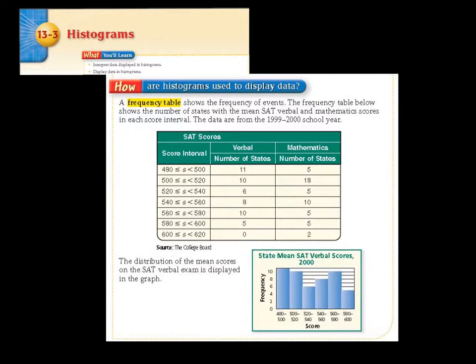The distribution of the mean scores on the SAT verbal exam is displayed in the histogram. So for this interval of 11, 11 obviously goes a little past 10. They only numbered by twos. So there's our frequency of 10, 6, 8, 10, and 5. They didn't put one for the 0 for some odd reason.